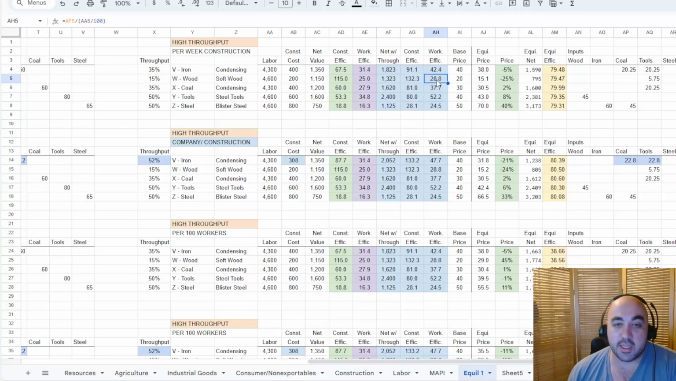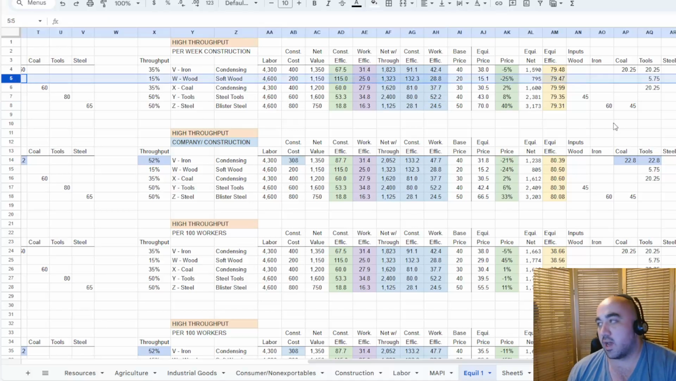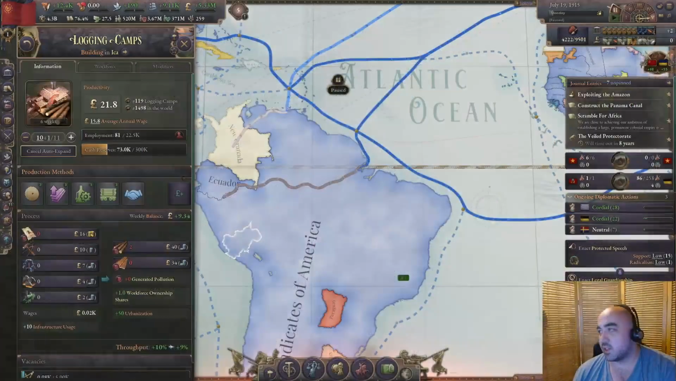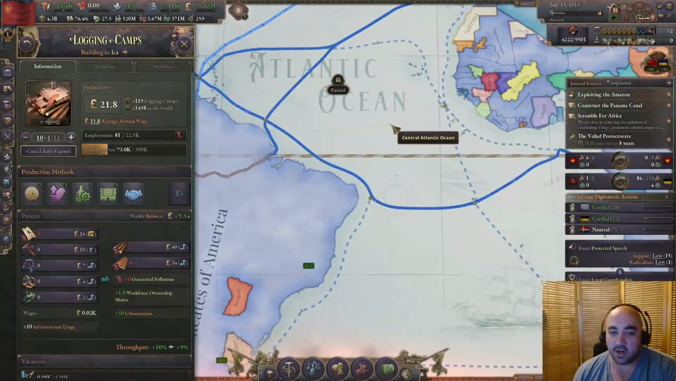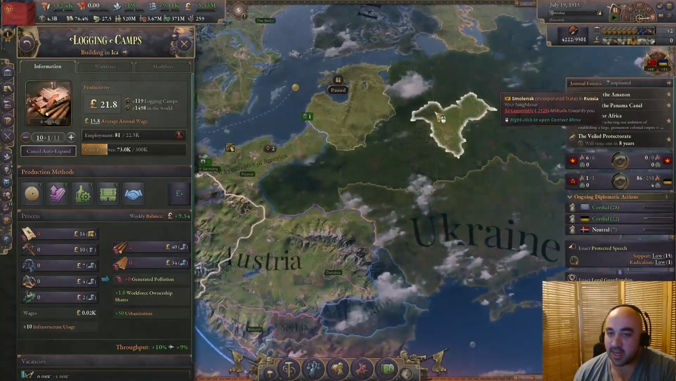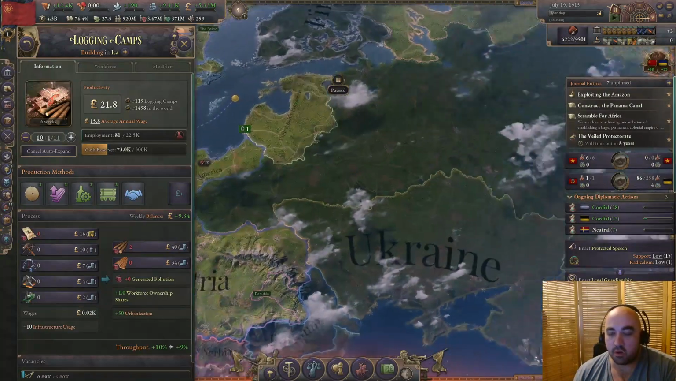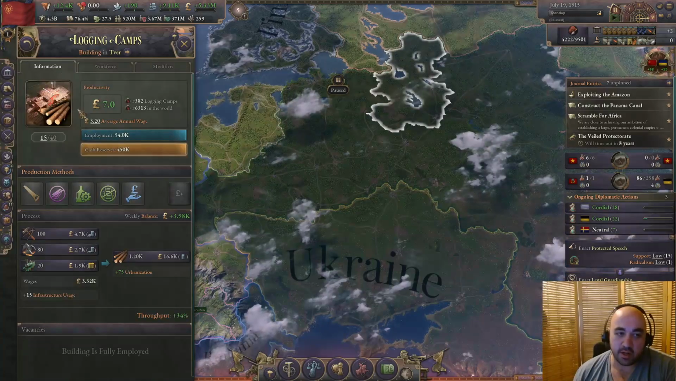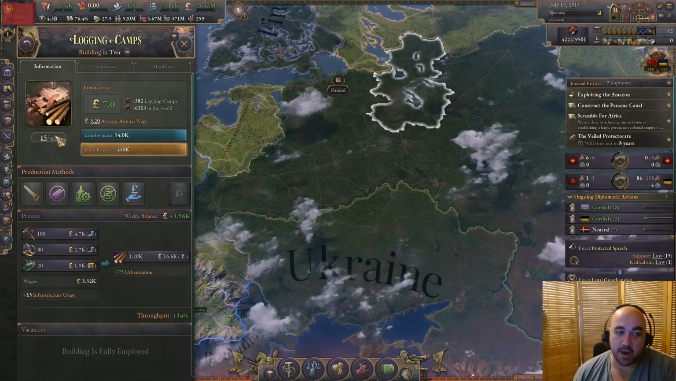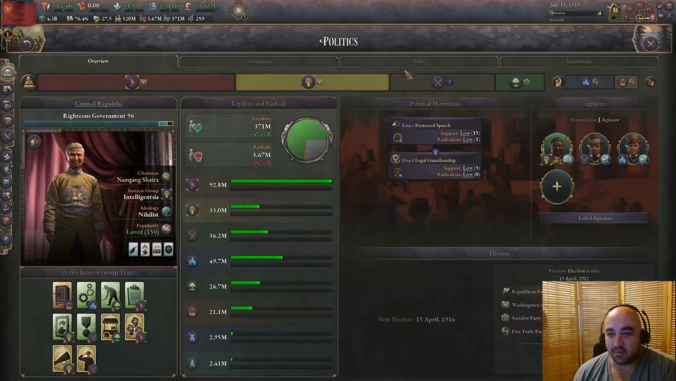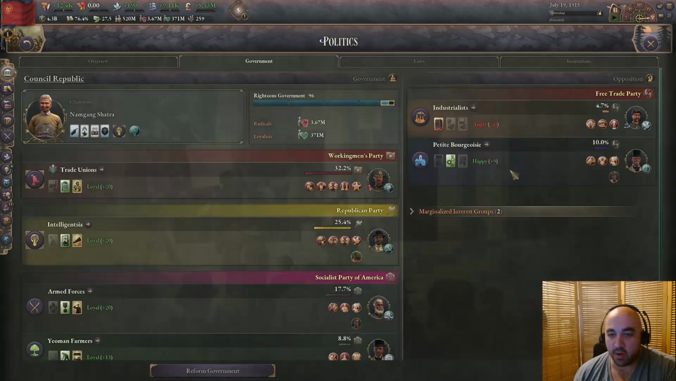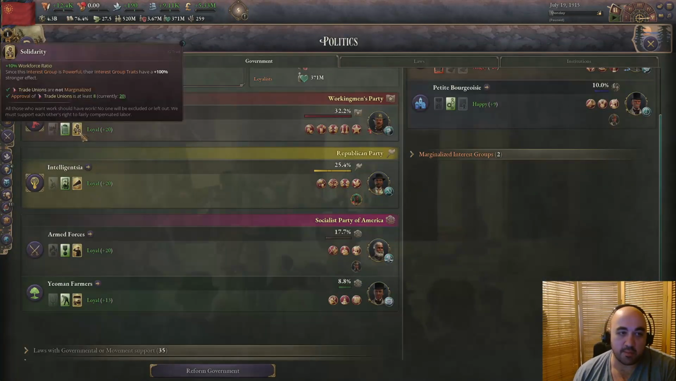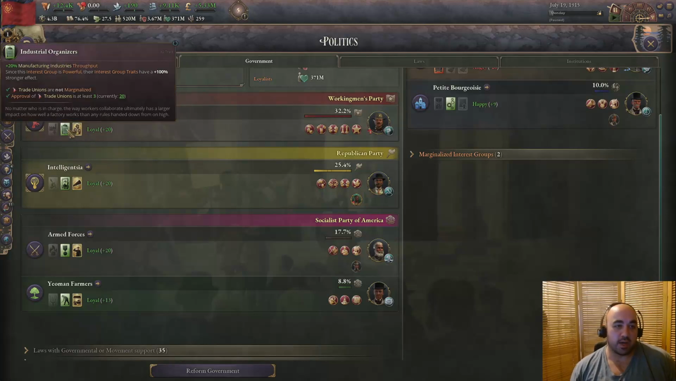It's not just because it's less worker efficient, but you're also going to have a really, really hard time chasing any sort of throughput bonus unless you have Tver, for example, this is the state in the game that has the absolute most wood. Where is it? Right here. It has the most wood potential at 40. So you're going to cap out at 39, but you're also not going to get stuff like the trade unionist bonus, which is going to give you up to plus 20% manufacturing industries throughput.